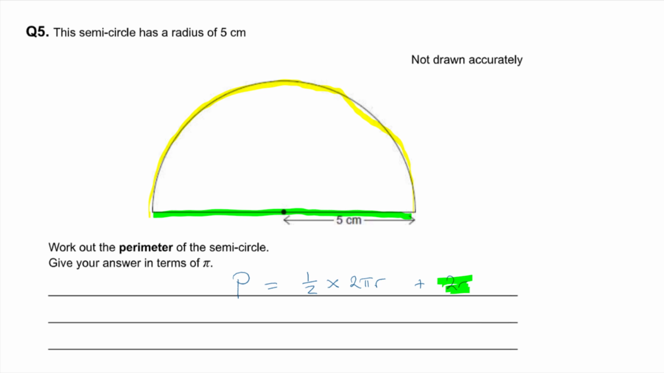The green bit is 2r, radius and radius, and the yellow bit is half of 2 pi r, the circumference of the circle. Let's just tidy that up a little bit. Half times 2, they just cancel each other out. But we know r is 5, so that's going to be 5 pi from the first part, plus 2r. Well, 2 lots of 5, that's 10. So 5 pi plus 10, that's my final answer.